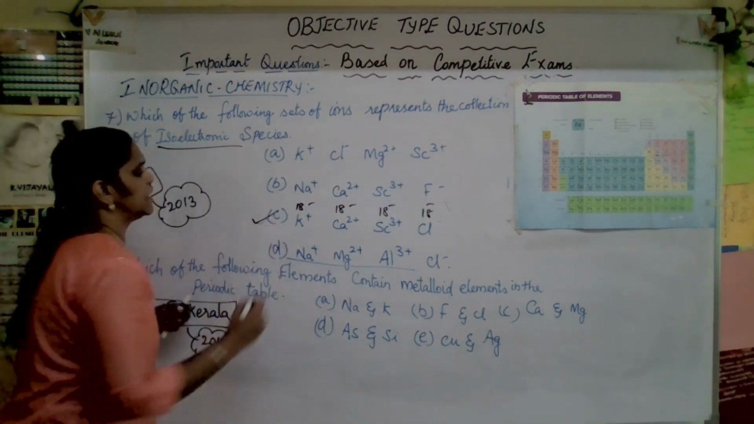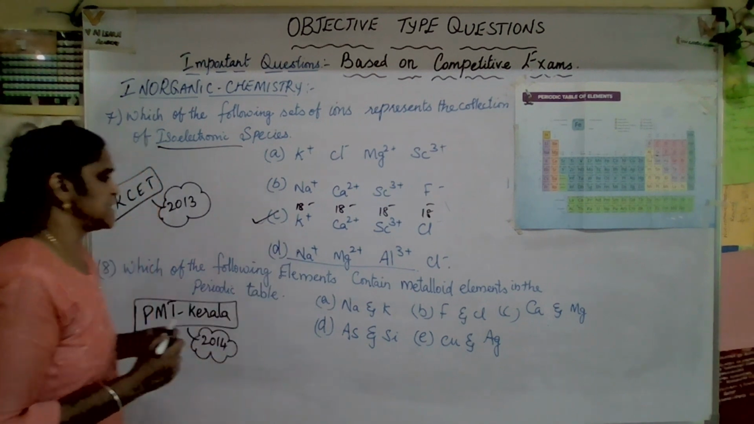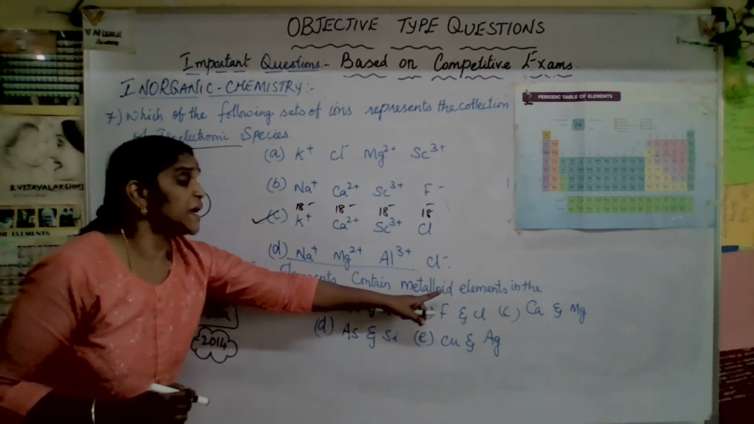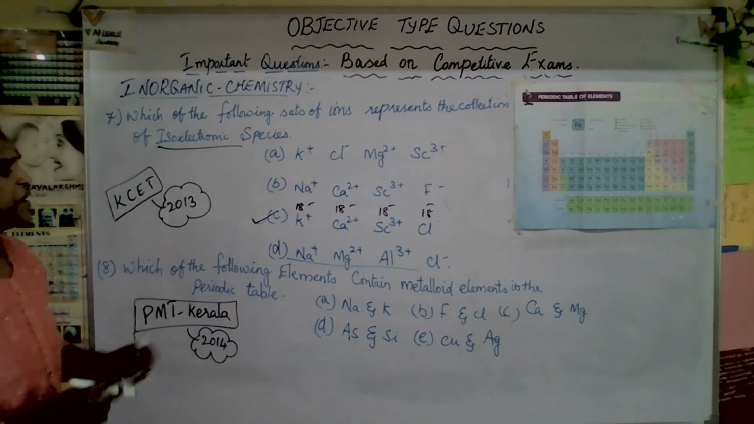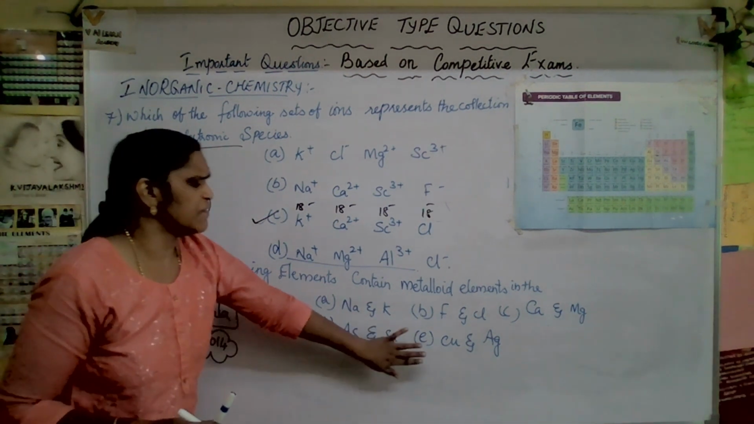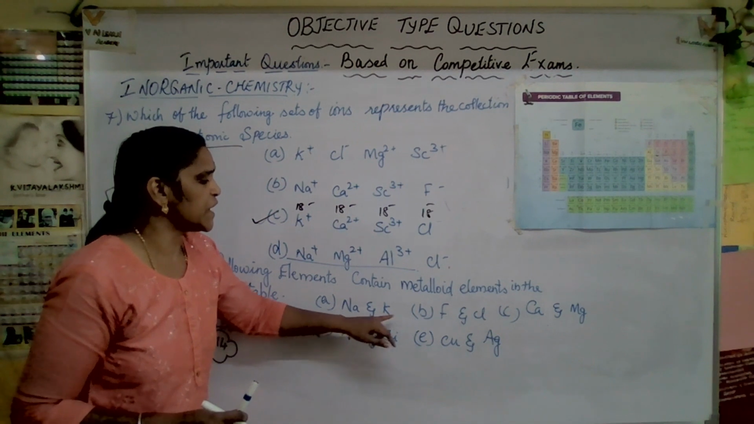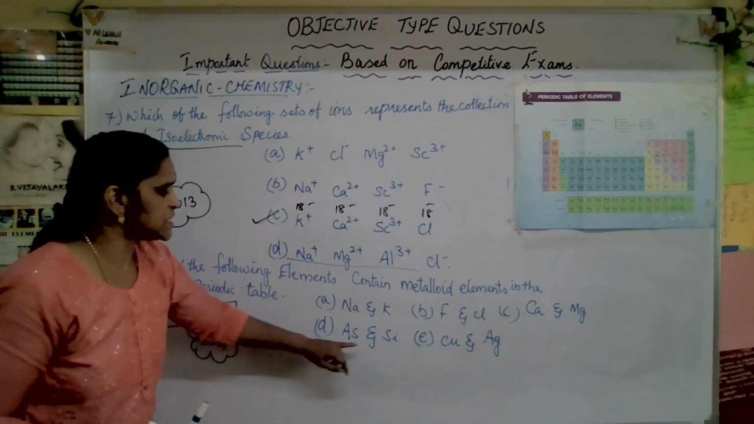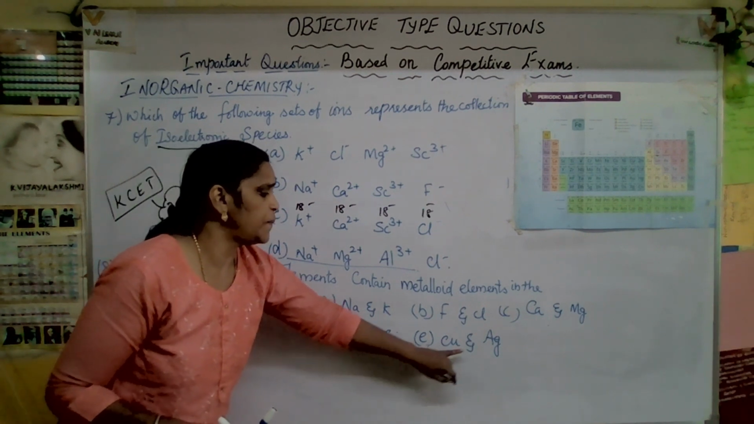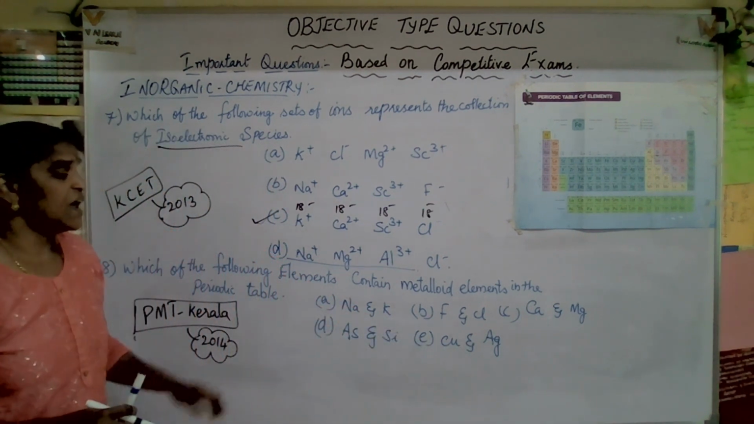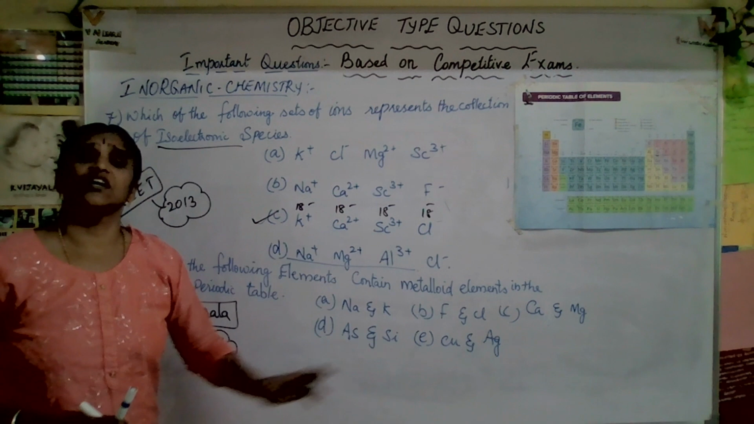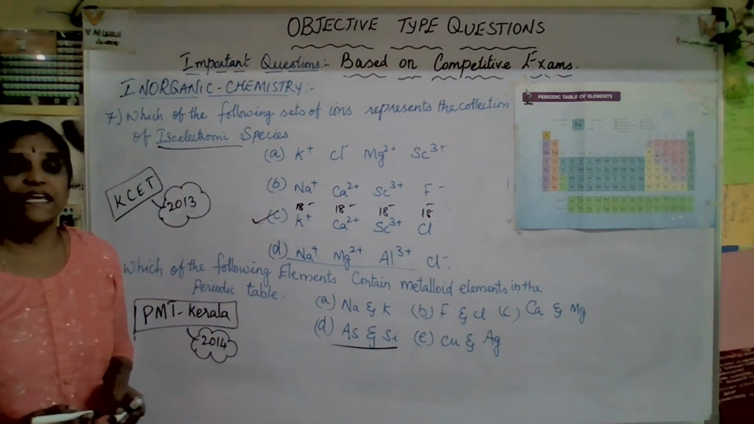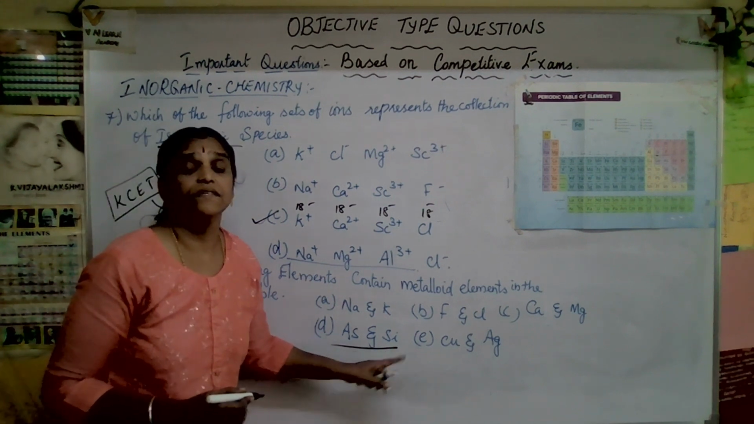Hope you got a clear idea. You know which is the correct option? C is the correct option. Okay, now which of the following elements contain metalloid elements in the periodic table? They have given the options: sodium and potassium, fluorine and chlorine, calcium and magnesium, arsenic and silicon, and copper and silver. The correct option is arsenic and silicon, As and Si.